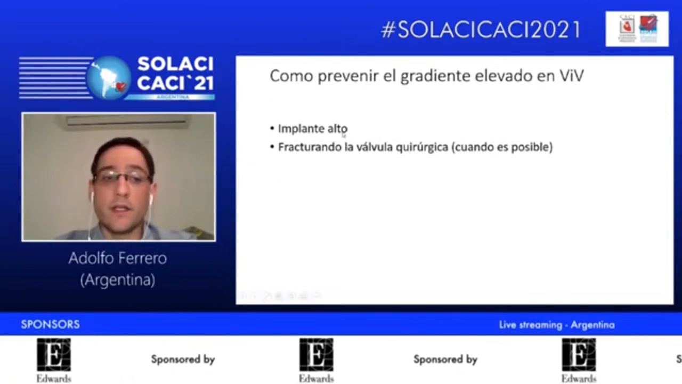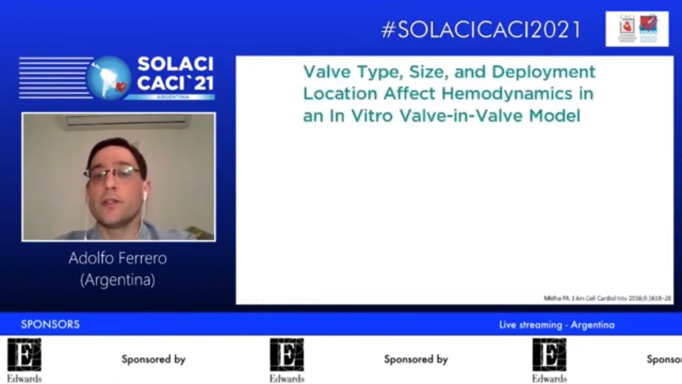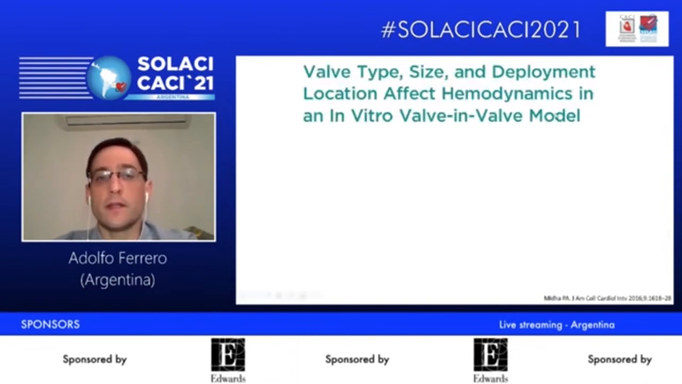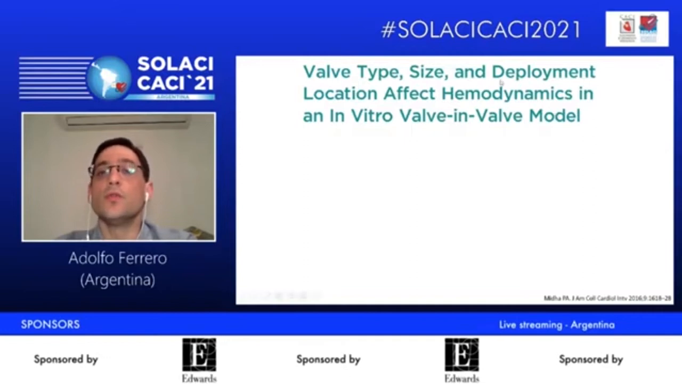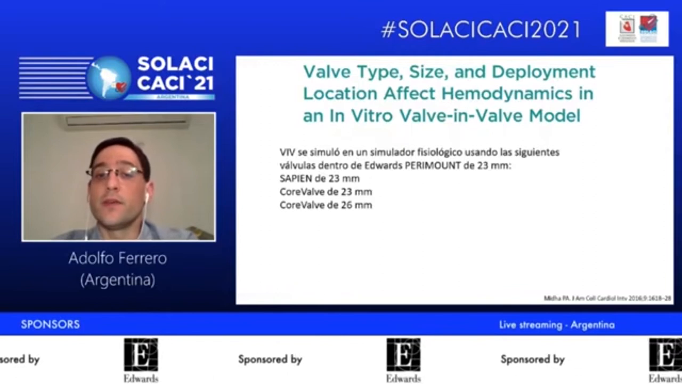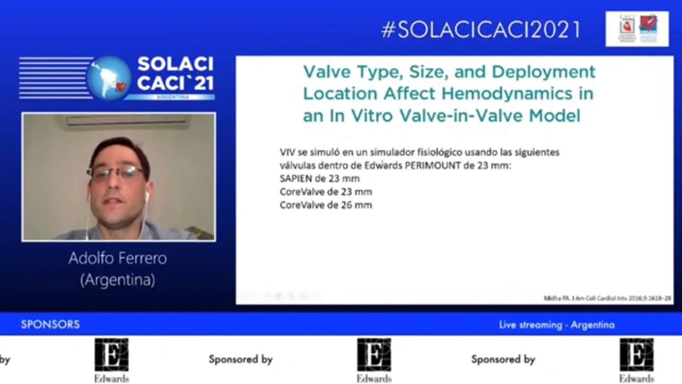So what can we do to avoid this type of problem? Well, we can do two things: a higher implant and also a valve fracture. Let's take a look at this model, and we try to explain what happened if you implant the valve at different levels.